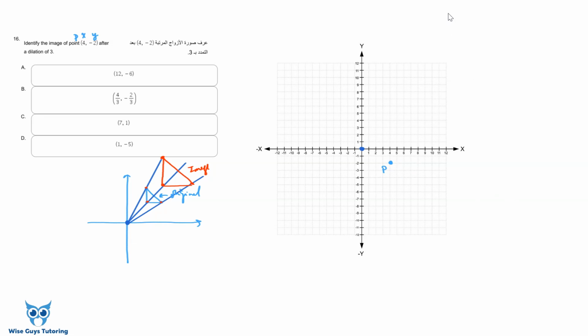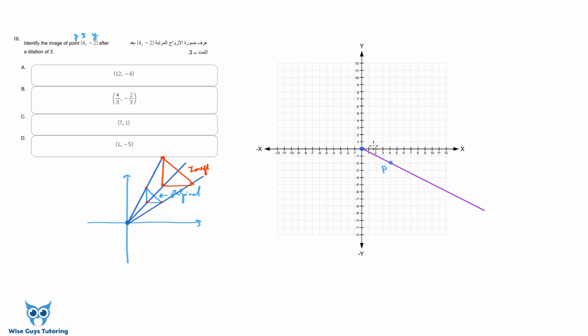But we can use the same idea. If I were to take a line and draw this line straight through this point, I know that the image of this point P after dilation is somewhere on this purple line. But where is it on that purple line? As I mentioned, when it's a dilation of 3, that means the new point, the image, will be 3 times as far from the center as the original.